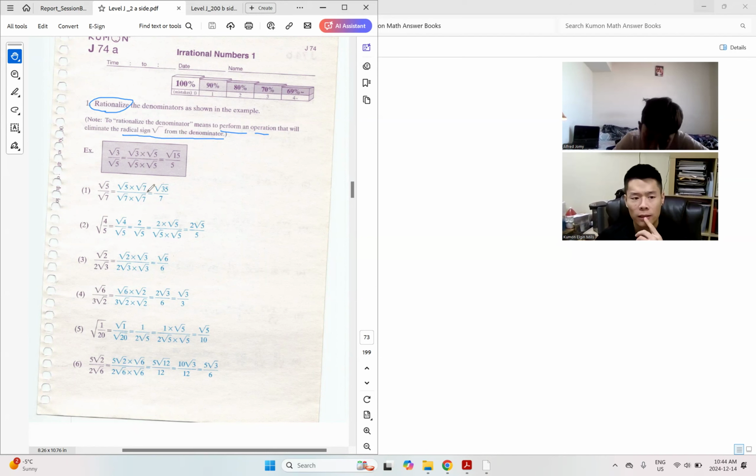So they just eliminated it by turning the root 5, basically squaring it into a 5, and then they multiplied the root 5 into the root 3, giving you root 15.